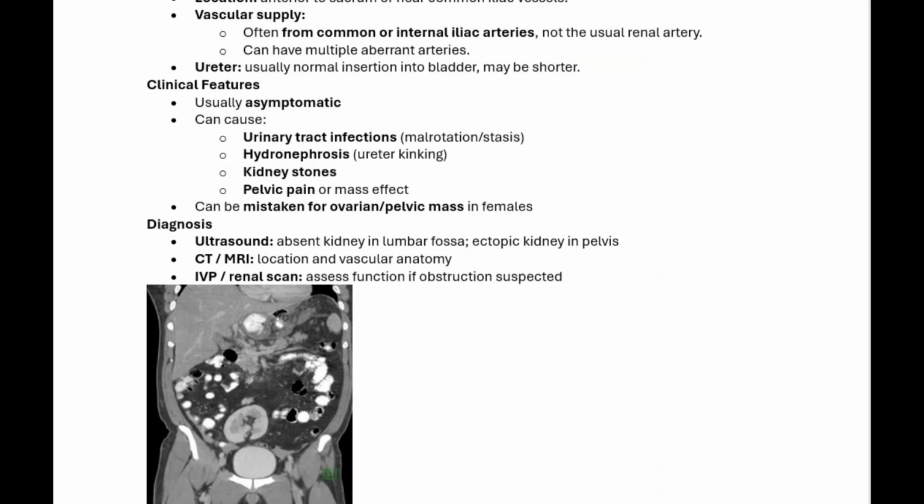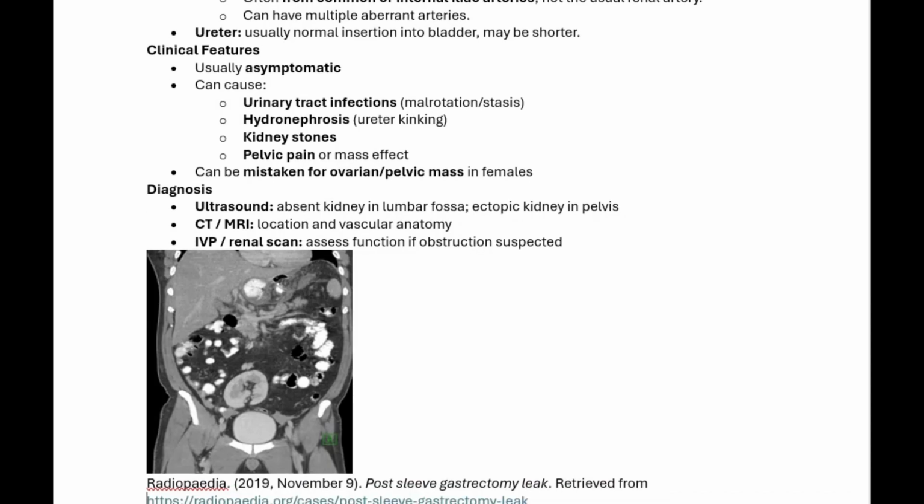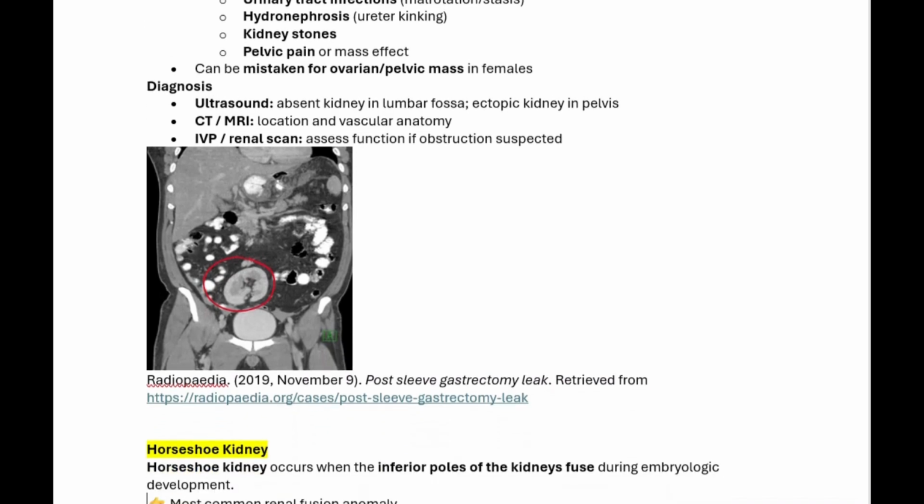When we look at the clinical findings, it is usually asymptomatic, but those patients could get recurrent urinary tract infection because of stasis and malrotation of the kidney. They could develop hydronephrosis, kidney stone, pelvic pain, or mass effects. Sometimes this could be mistaken for an ovarian or pelvic mass in a female. For diagnosis, we can do ultrasound, CT, or MRI, and we could also do intravenous pyelogram or renal scan. And as you can see in this image, this patient is having what? Pelvic kidney.